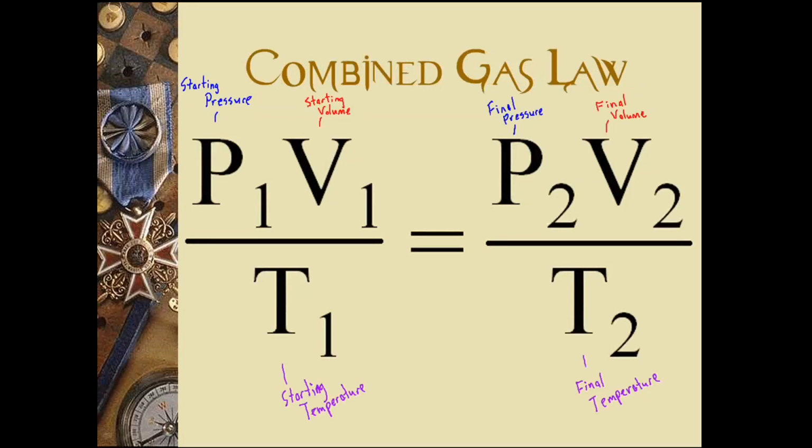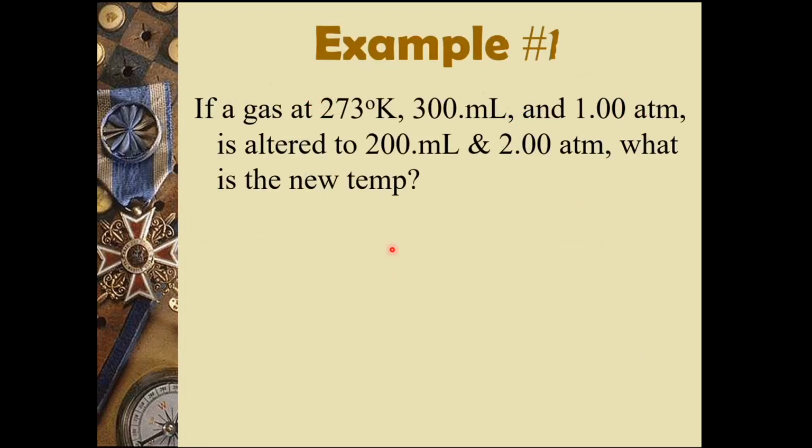The combined law has the starting pressure and the starting volume over the starting temperature, equal to the final pressure and the final volume over the final temperature. That's the general layout for the combined gas law. Now, this first example is a very basic, standard question.